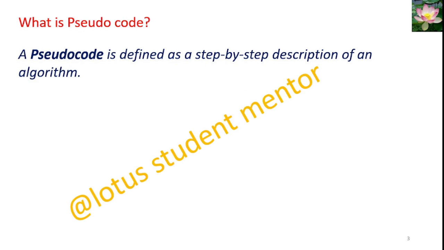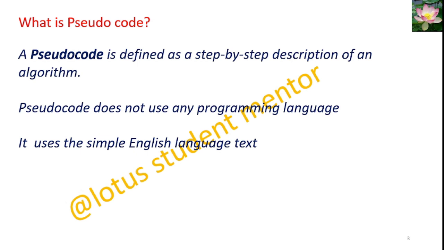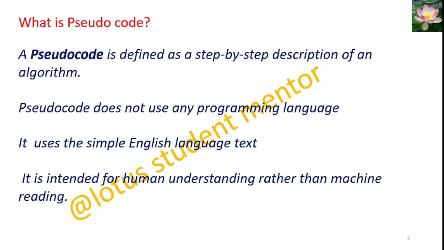Pseudocode is defined as a step-by-step description of an algorithm. What is an algorithm? An algorithm is a finite number of steps for achieving a goal. Pseudocode doesn't use any programming language. Why? Because it uses simple English text. What is the intention of using English text? It is intended for human understanding rather than machine reading.